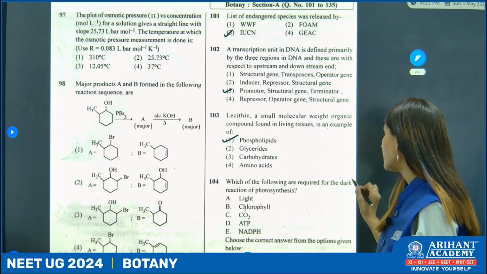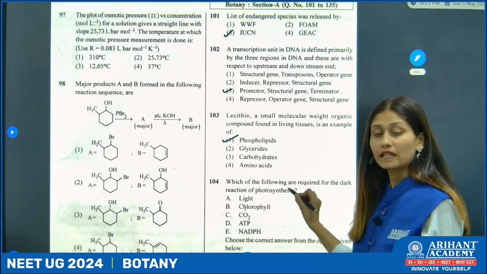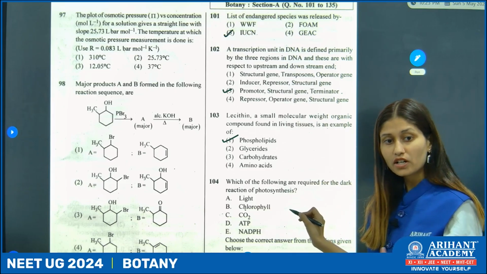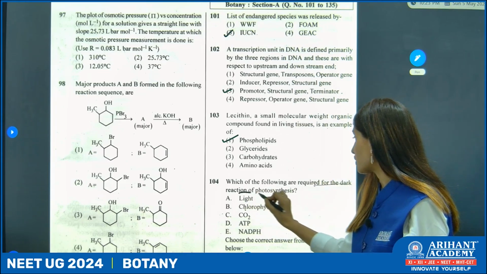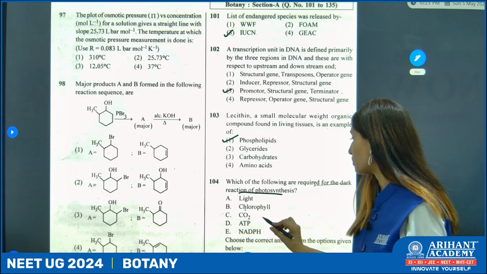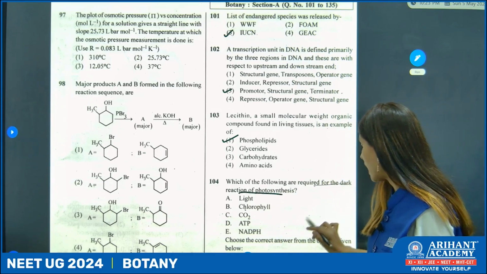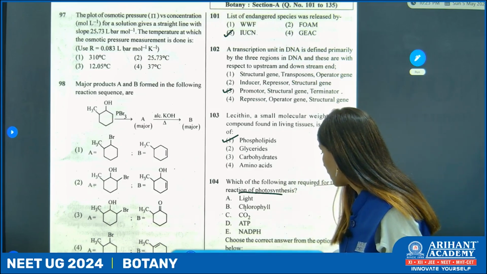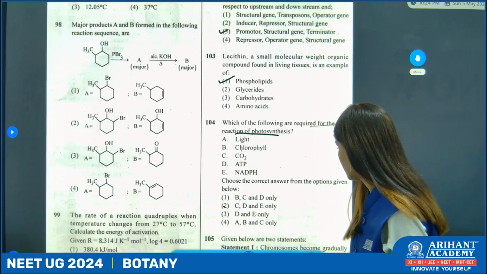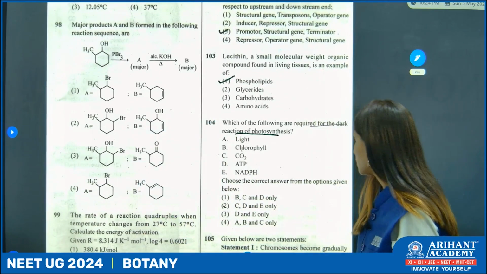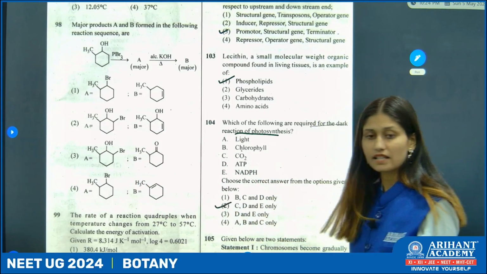Which of the following are required for the dark reaction of photosynthesis? Here we have to note that the question does not mention what products of the light reaction are involved. It asks what is required for the dark reaction. So the answer would be carbon dioxide, ATP and NADPH, all three together. Let's see the options. Option number 2, that is CO2, ATP, NADPH, is the right answer.